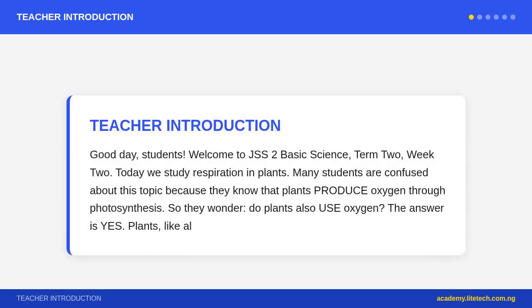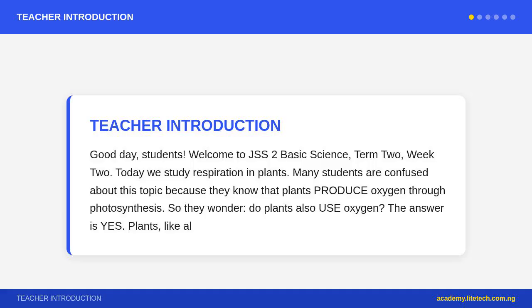Today we study respiration in plants. Many students are confused about this topic because they know that plants produce oxygen through photosynthesis. So they wonder, do plants also use oxygen? The answer is yes. Plants, like all living organisms, must respire, break down glucose to release energy for all their life processes. However, plants also photosynthesize during daylight, producing more oxygen than they use.